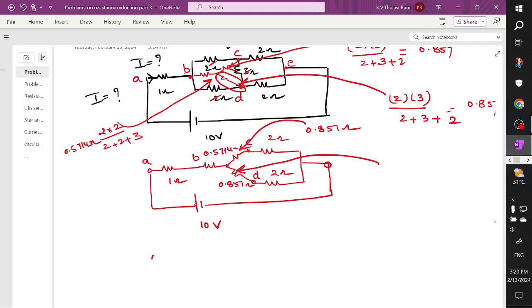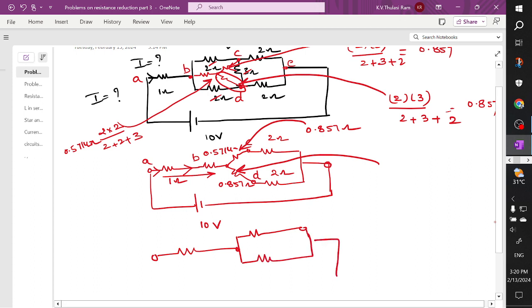So I'm redrawing the circuit. Here you can see the current flows like this and the current flows like this. You can say that the current is constant. These two branches are connected in series. So I'm going to get one resultant connected to this point, and these two elements are also connected in series. I'll get one element here and I'll get one element here, and I'm going to close the loop and excite it with 10 volts as per the given problem.